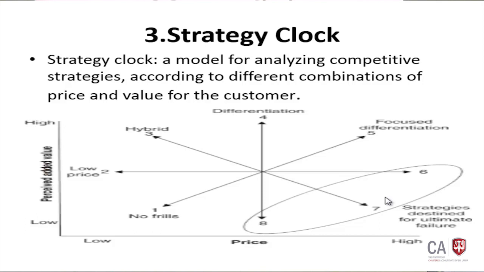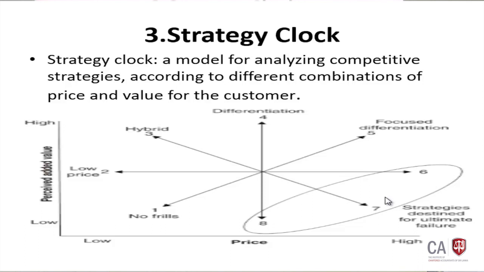Is it fair to identify them as failure strategies? We look at strategy number 6, where we are offering a medium level added value product, for example, a medium quality product at a higher price. Are you willing to pay a higher price to buy a medium quality product? That may not be feasible in practice.